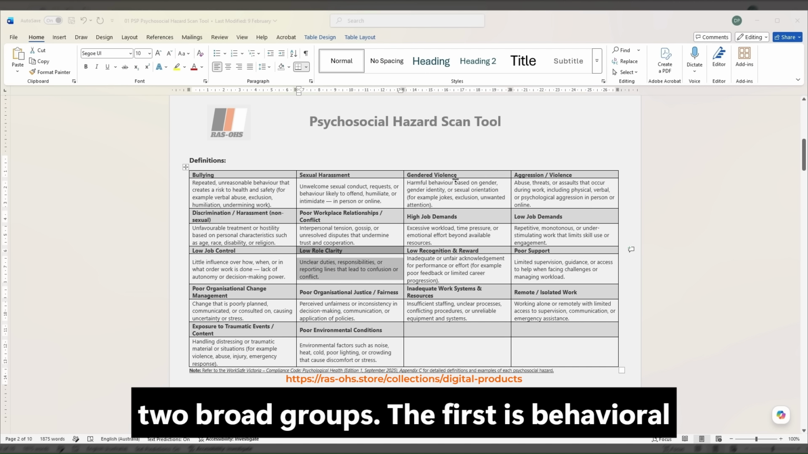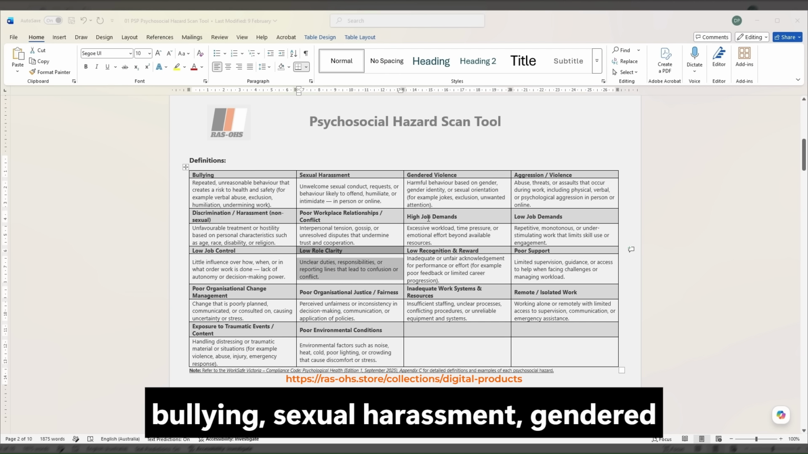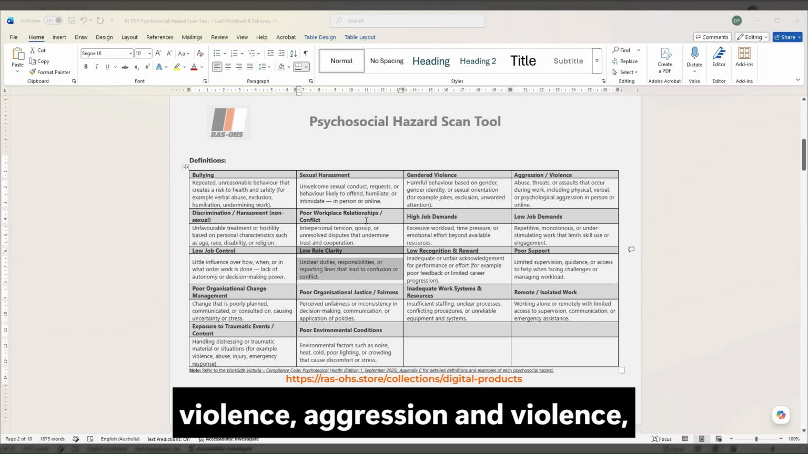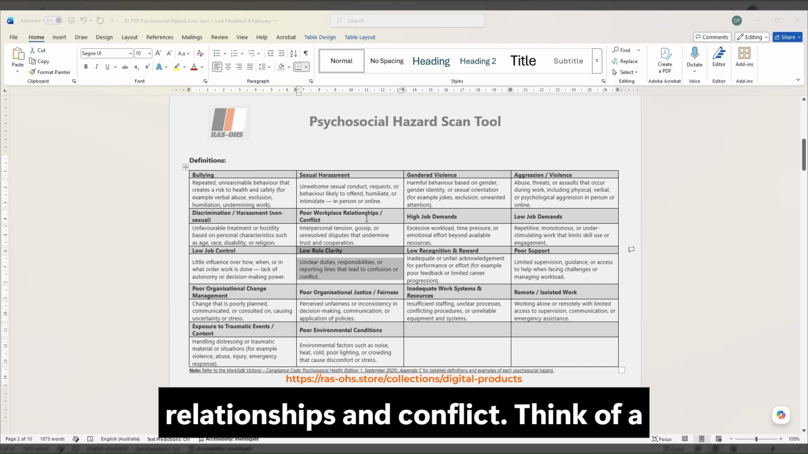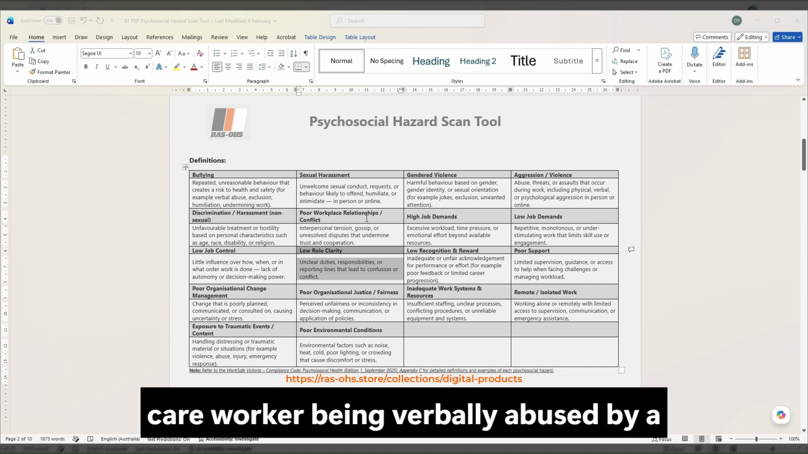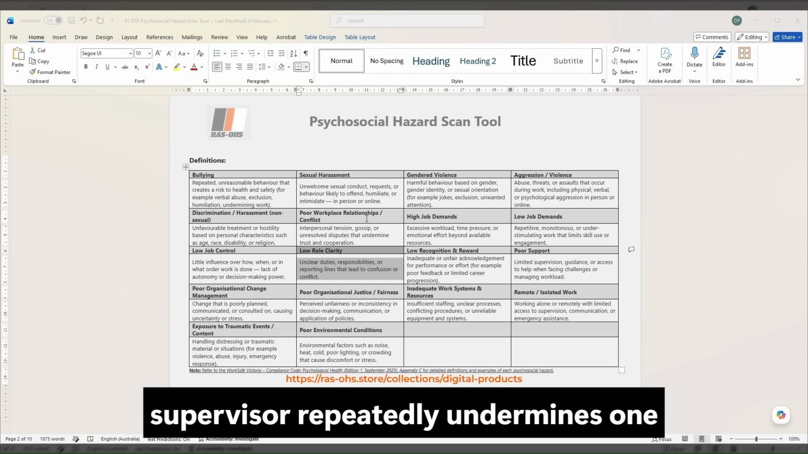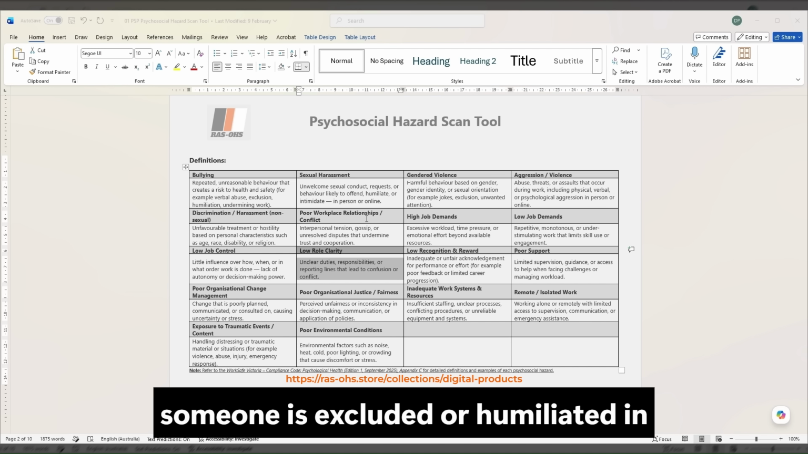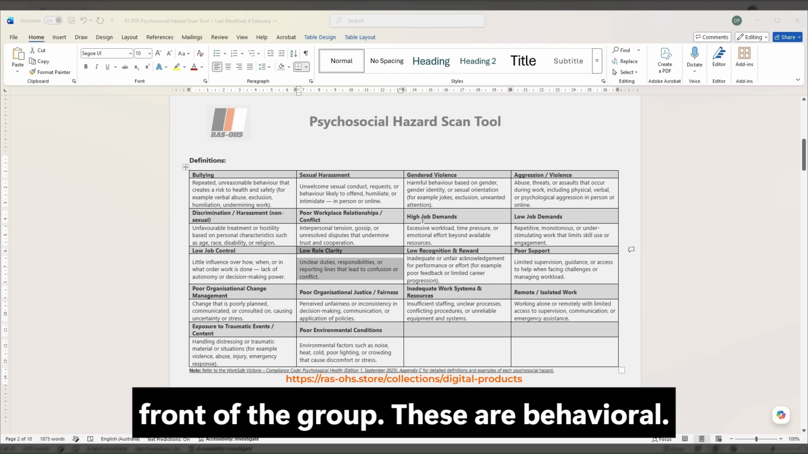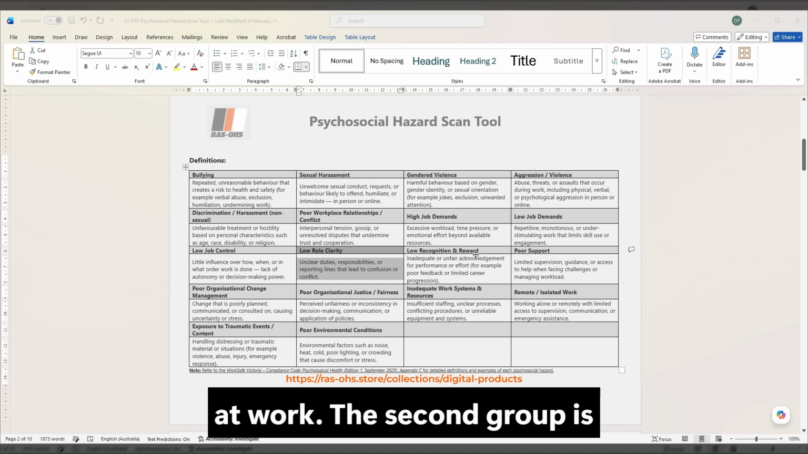The first is behavioral hazards, the interpersonal ones: bullying, sexual harassment, gendered violence, aggression and violence, discrimination, poor workplace relationships and conflict. Think of a care worker being verbally abused by a client, a warehouse team where a supervisor repeatedly undermines one employee, a construction site where someone is excluded or humiliated in front of the crew. These are behavioral. They involve how people treat each other at work.